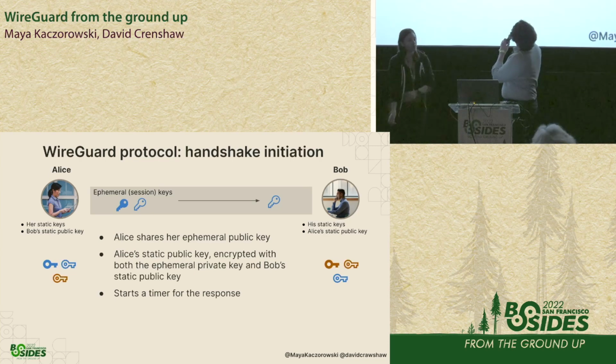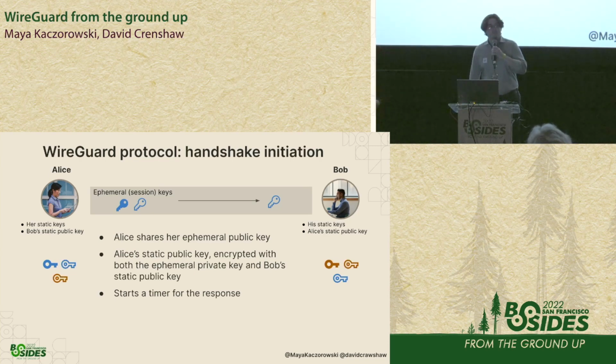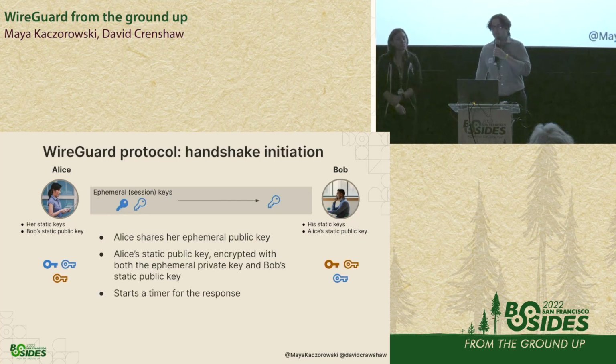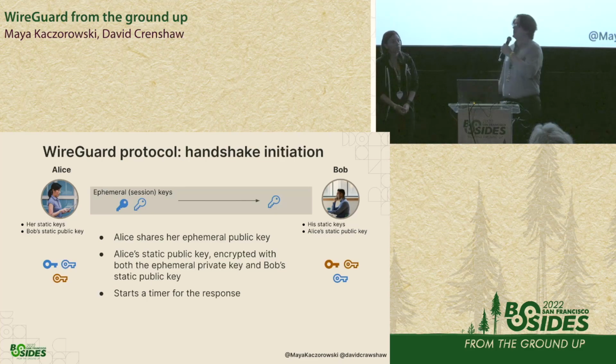So let's start a session, and this is the very first packet that gets sent when someone has queued up something to send over the WireGuard tunnel. And so there's a handshake initiation. To create this handshake initiation packet, Alice's software generates this ephemeral public-private key pair that Maya mentioned. And the first part of the packet is the ephemeral public key at the top. And then the rest of the packet is encrypted both with the ephemeral private key and with Bob's static public key. That's the key that Bob generated himself and shared with Alice earlier.